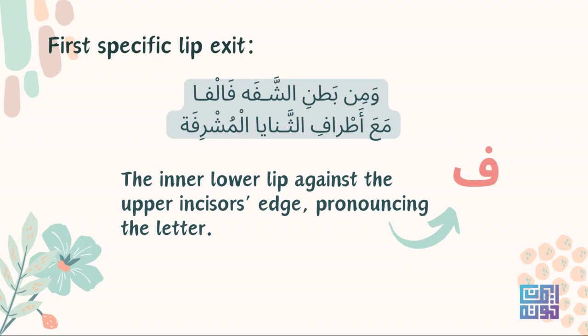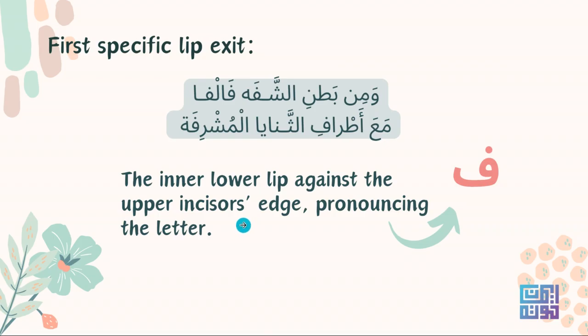What does this mean? The translation of this is that the letter fa is pronounced, it exits from the inner lower lip, the wet part of the lower lip, against the upper incisors edge, the edge of the upper 2 incisors against the inner lower lip, which is the wet part of the lower lip.